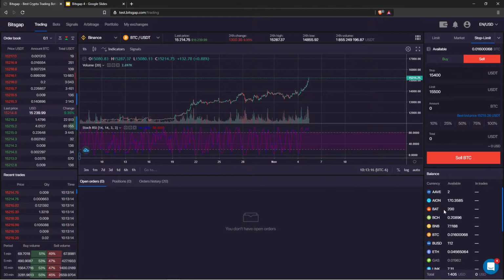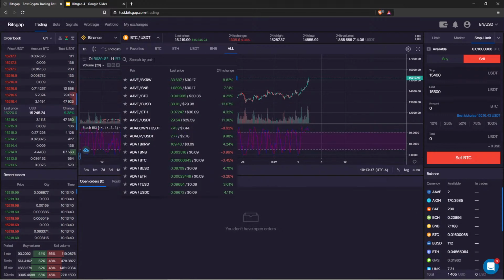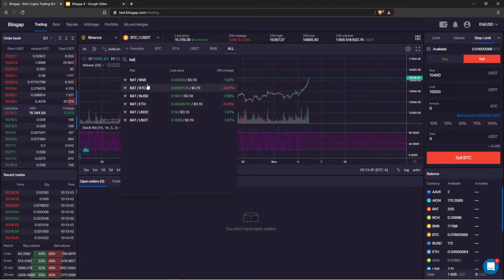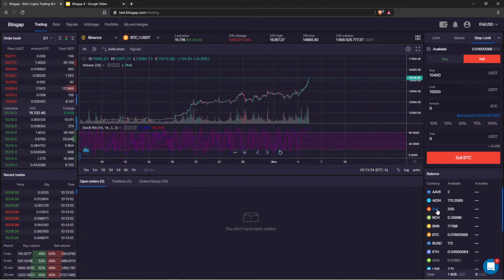And notice that another cool thing that we created at Bitsgap is that as you click on any cryptocurrency in your portfolio, let's say Basic Attention Token, you now instantly get a list of all cryptocurrencies to which you can trade the Basic Attention Token. Instead of going here and manually typing in Basic Attention and getting this list, which took me maybe 5 seconds, here you just press on the cryptocurrency and you instantly get this list.